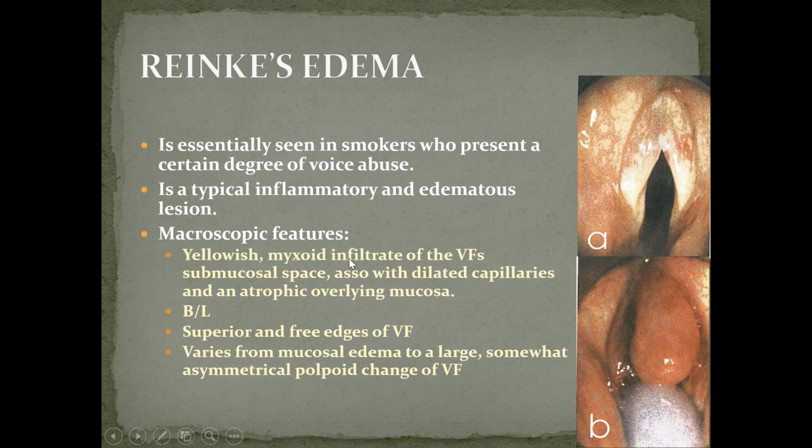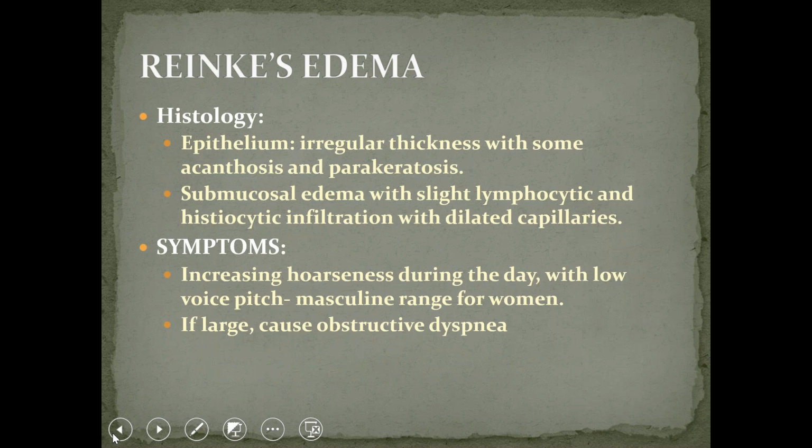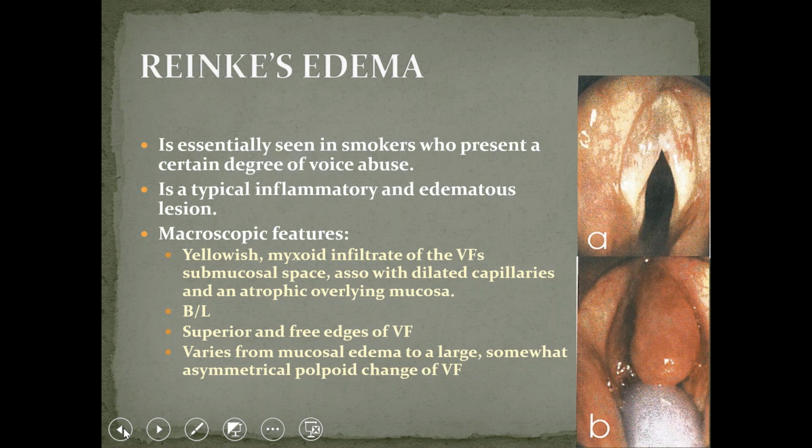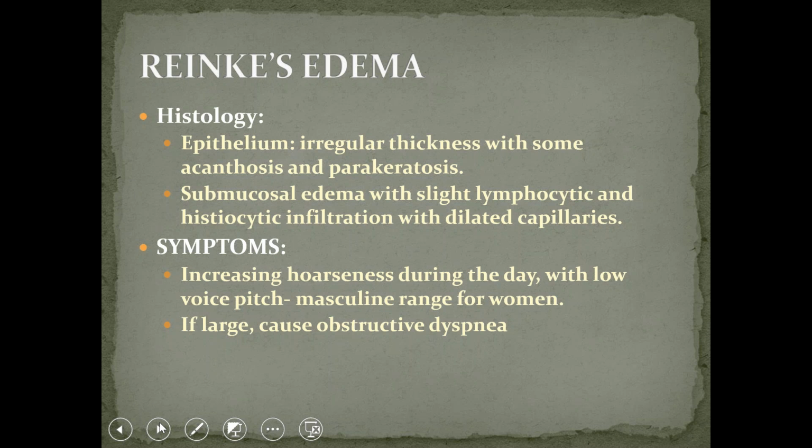There is a yellowish myxoid infiltrate of the vocal folds in the submucosal space, associated with dilated capillaries on the superficial layer of these vocal cords. On histology, the epithelium shows irregular thickness with some acanthosis and parakeratosis, submucosal edema with slight lymphocytic and histiocytic infiltration, with dilated capillaries in the submucosa.